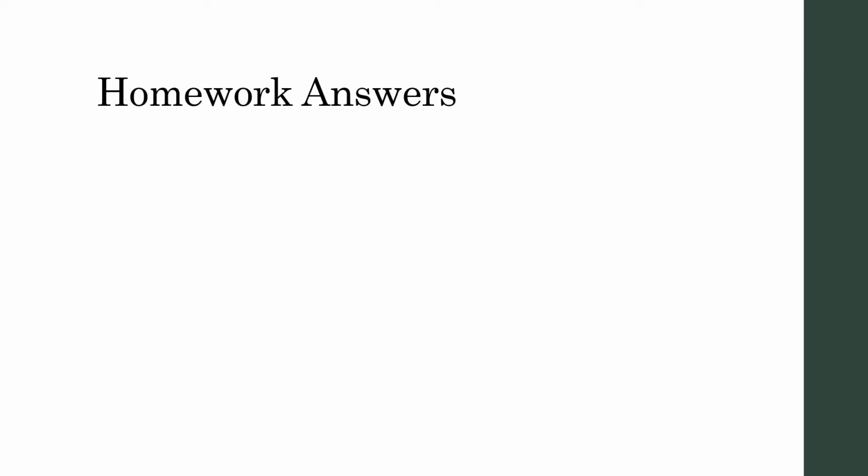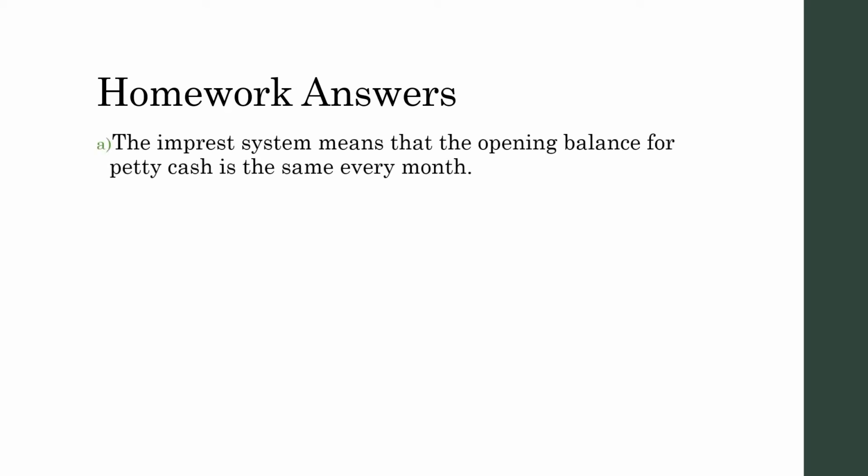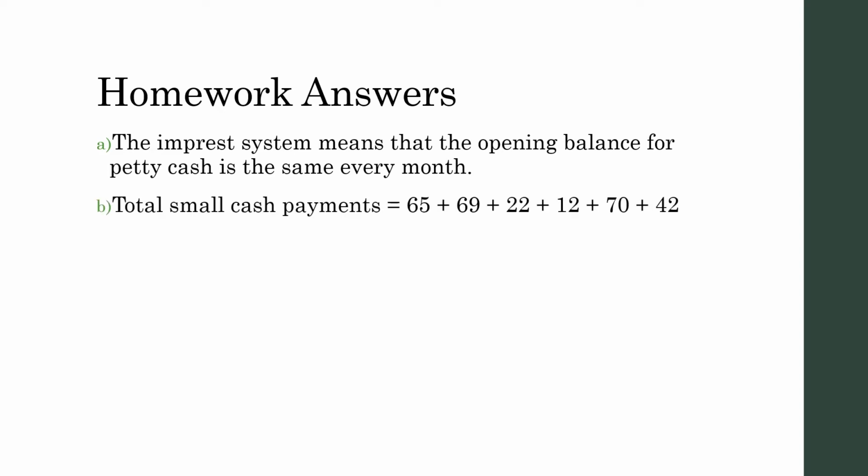We will now mark the homework. Question A. Explain what is meant by the imprest system. The imprest system means that the opening balance for petty cash is the same every month. B. You had to calculate the amount needed to restore the imprest amount at the end of the month. For that you had to first calculate the total small cash payments, which were equal to $280 Namibian.